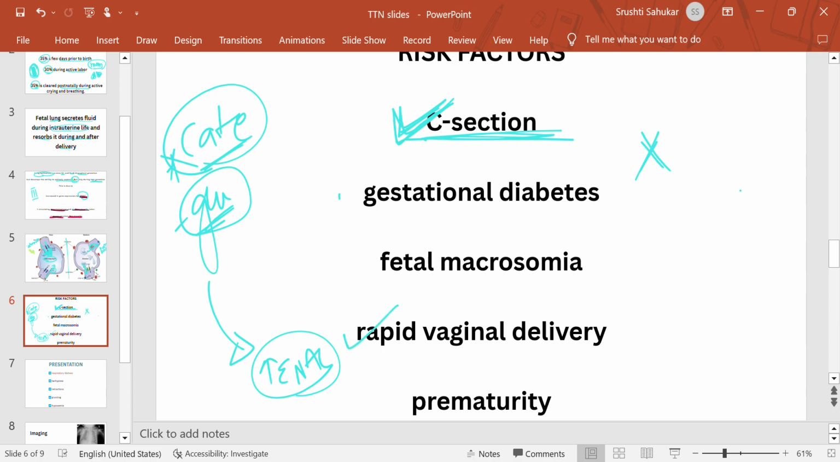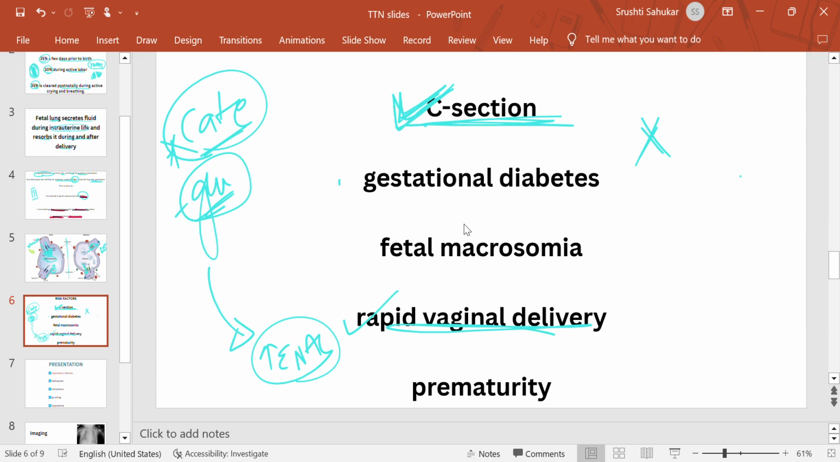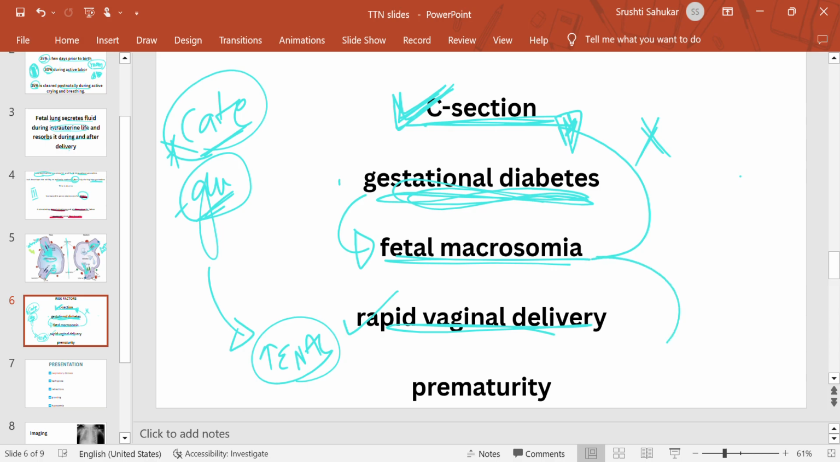All right, and then rapid vaginal delivery also, even though they're undergoing labor, it happens very quickly. Now, you need to understand that gestational diabetes is in itself not a risk factor. You want to be thinking that gestational diabetes causes fetal macrosomia, and that increases the chances of the lady undergoing C-section, and it also increases the chances of preterm labor and therefore prematurity. So that's how you need to connect gestational diabetes, fetal macrosomia, and prematurity as risk factors for this condition.